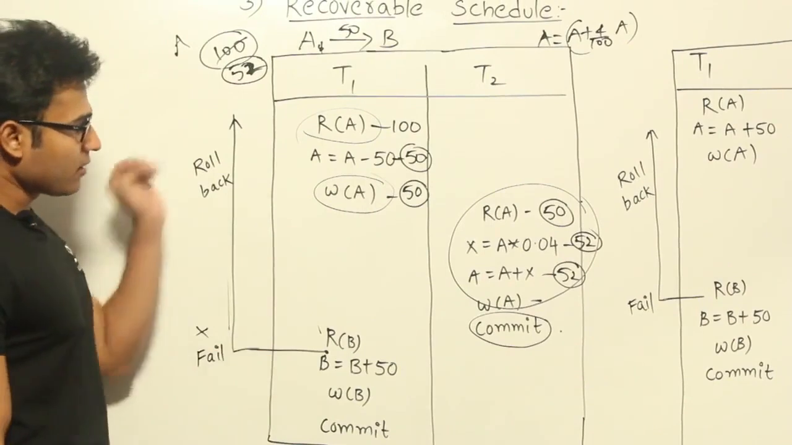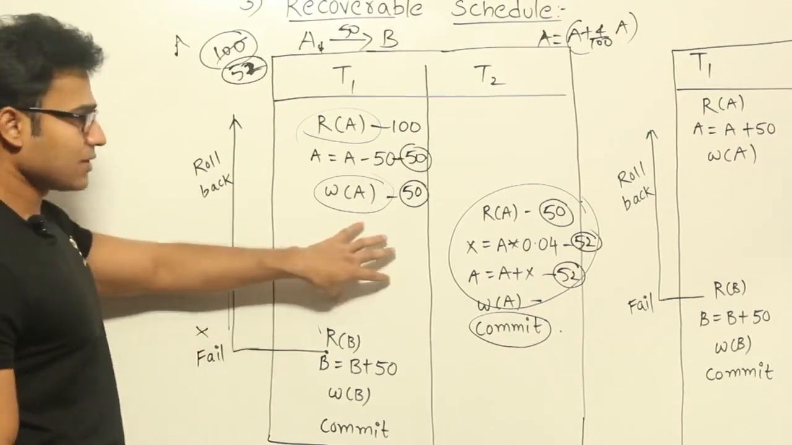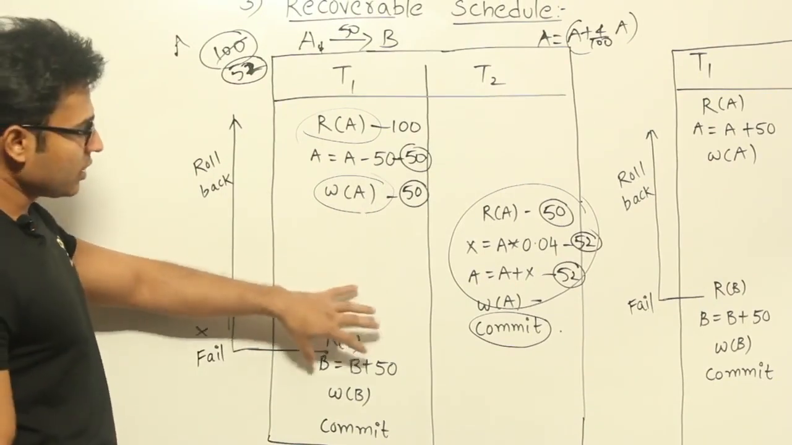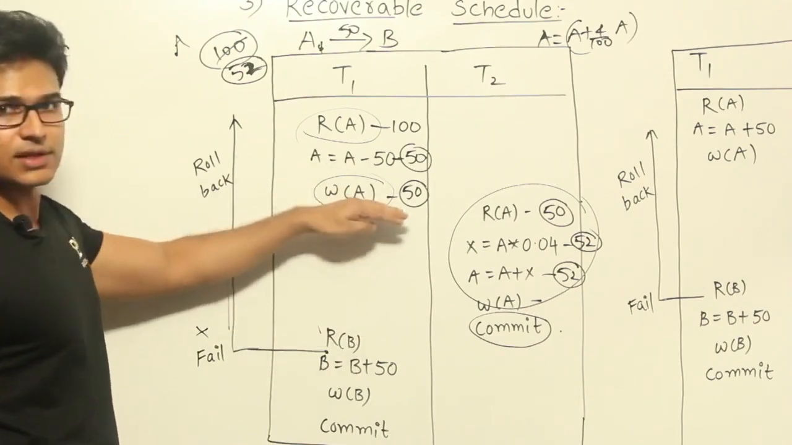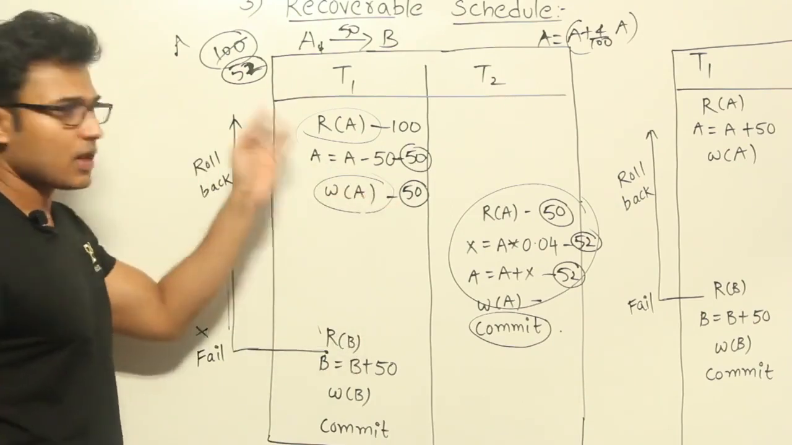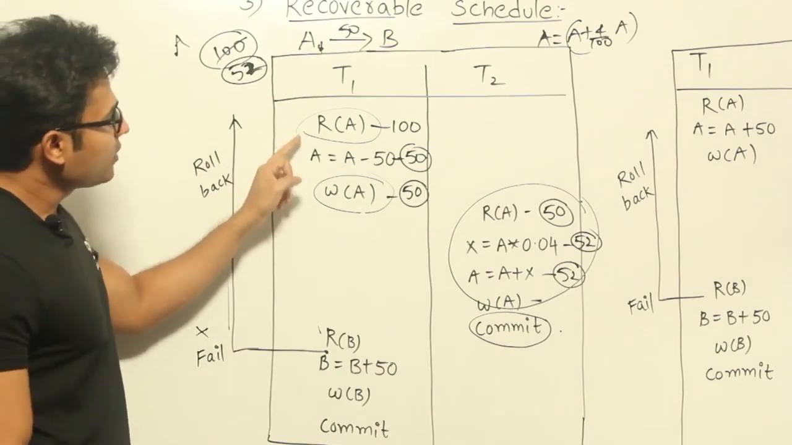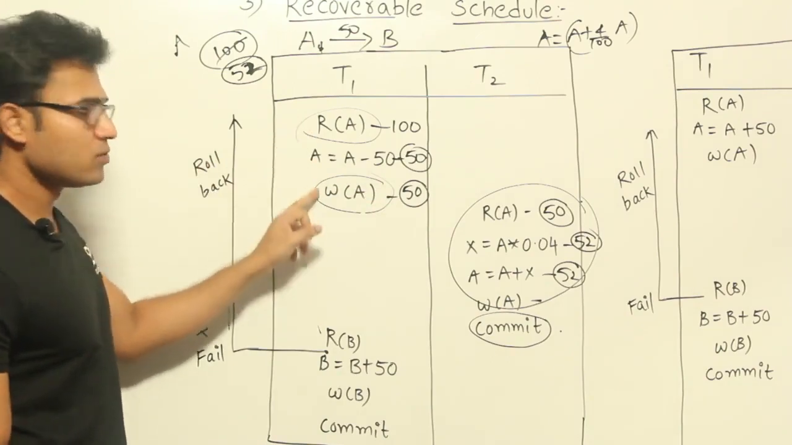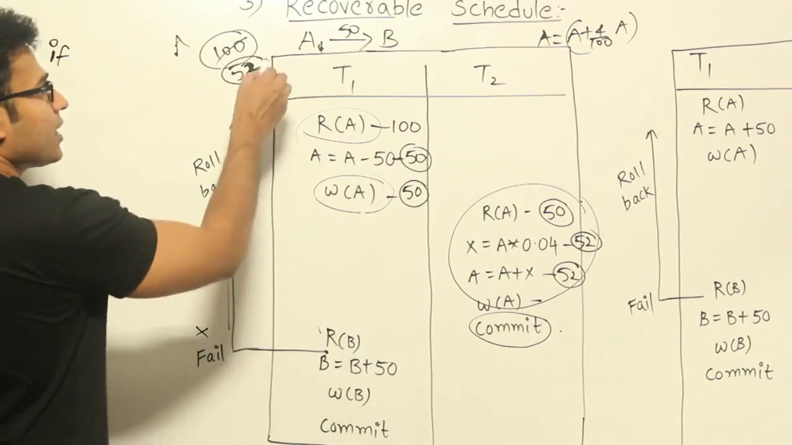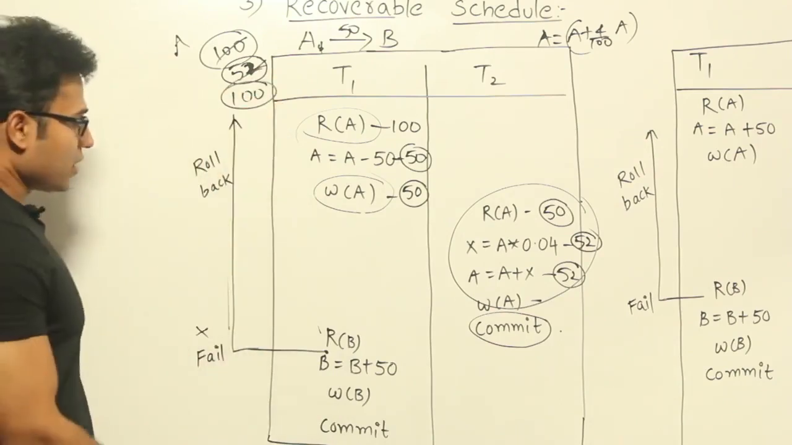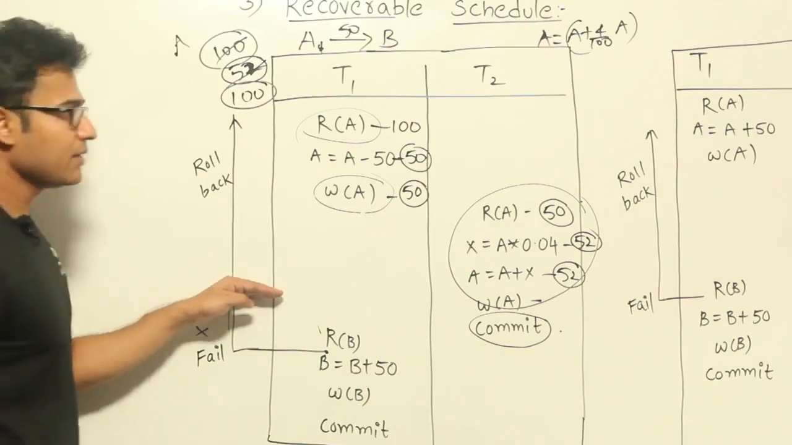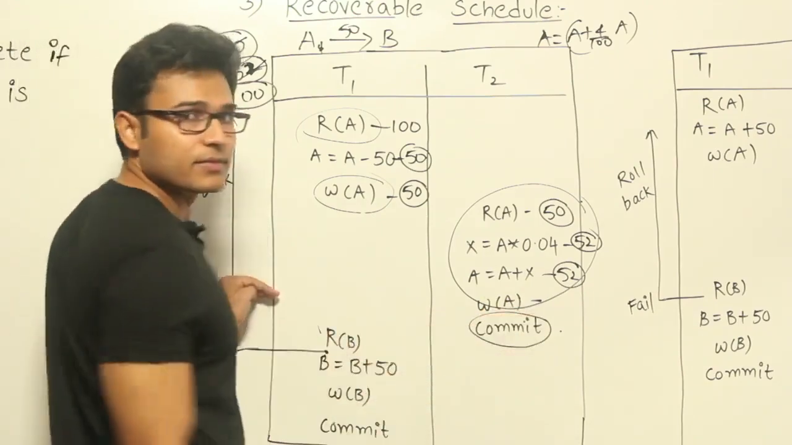So when you roll it back, what is this transaction trying to do? It is going to reset whatever modifications it has done, it is going to undo them. Now it will think that I made the value of A from 100 to 50, so let me write 100, right? So that is what it wants to do, but then it has already committed.